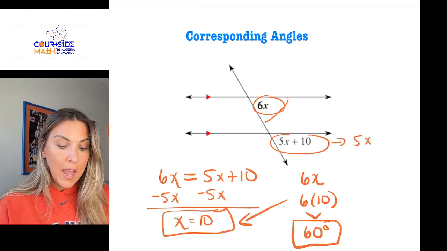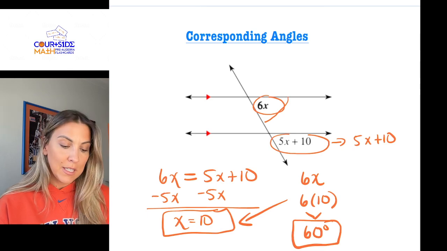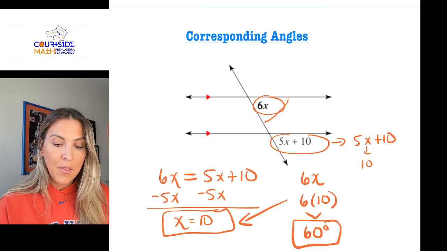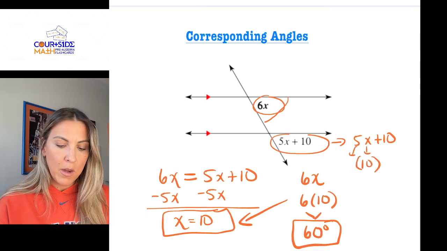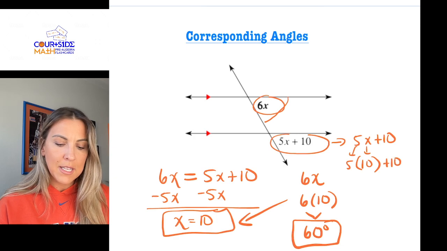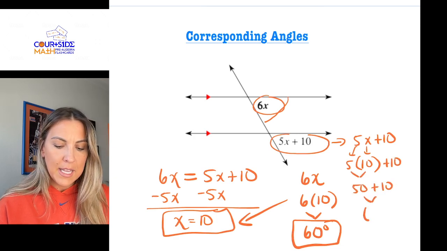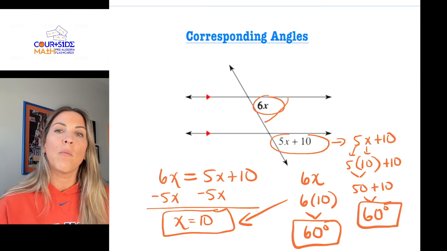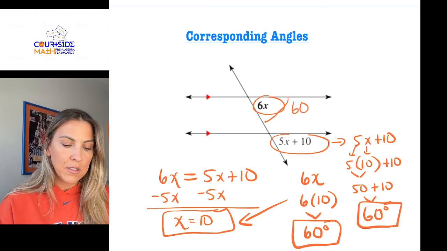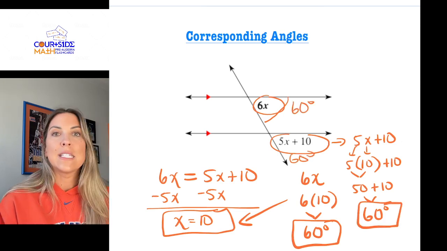since they're equal, and just make sure that if I substituted 10 into this expression, that I would get the same answer. So I'm going to go ahead and bring down that 5, bring down that plus 10. 5 times 10 is 50, and 50 plus 10 is 60. So I did get the same answer no matter what. Each of these angles has a measurement of 60 degrees.